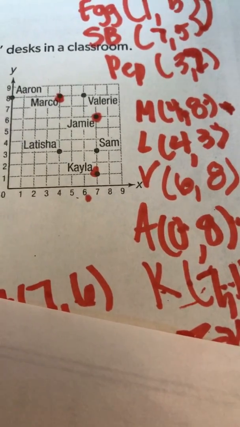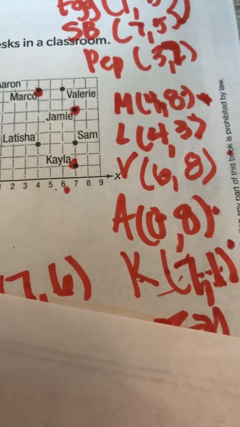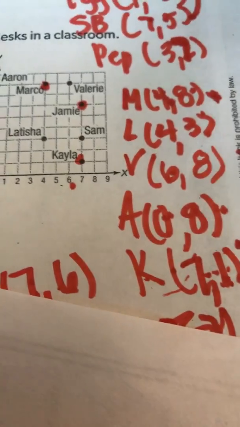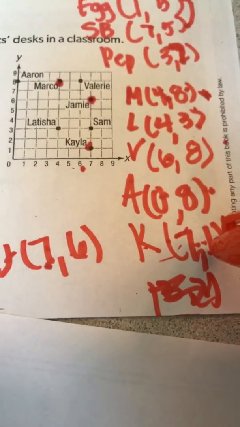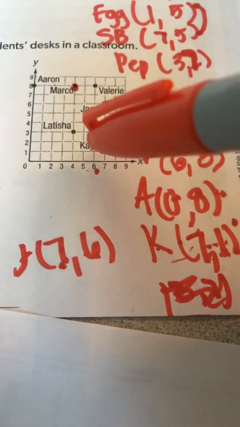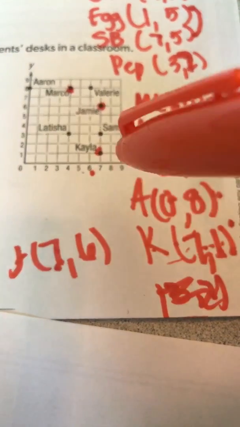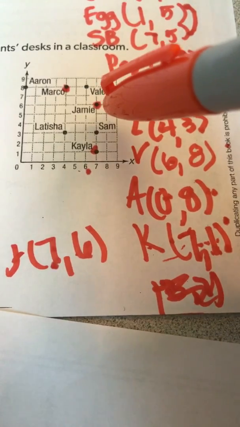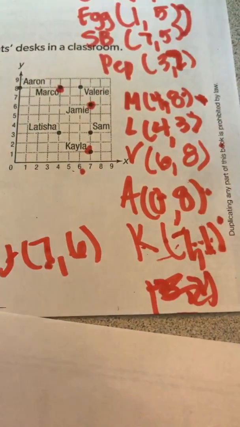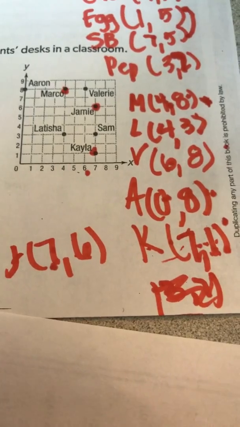Now, what about Kayla and Jamie? How far away are they from each other? So I've got Kayla down here. Kayla is here at 7, 1. 7 on the X, 1 on the Y. And Jamie is up a little bit more. He's also at 7, 8. So what would be the distance between Jamie and Kayla?